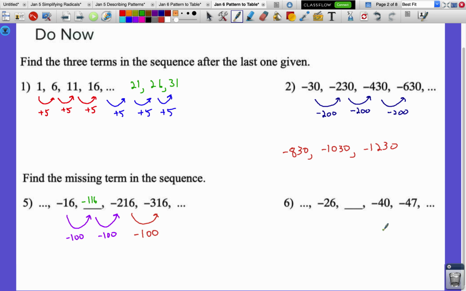Same thing here, looks to be another subtracting pattern. This time we're subtracting 7 each time. So we'll go back and subtract 7 here. We get negative 33. Subtract 7 again, we do get negative 40. So we have found the right number for that missing blank.